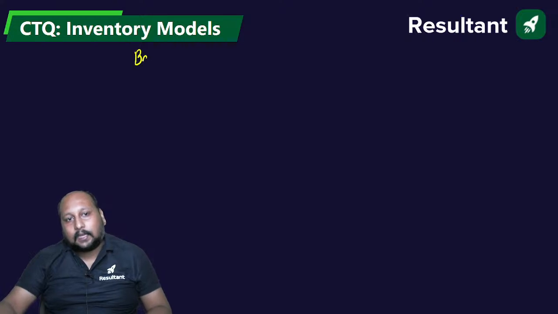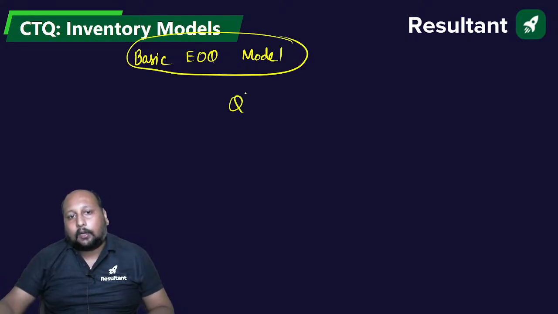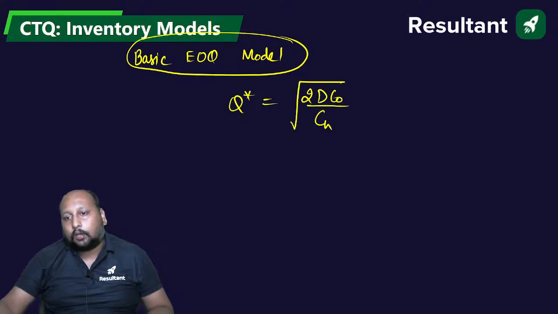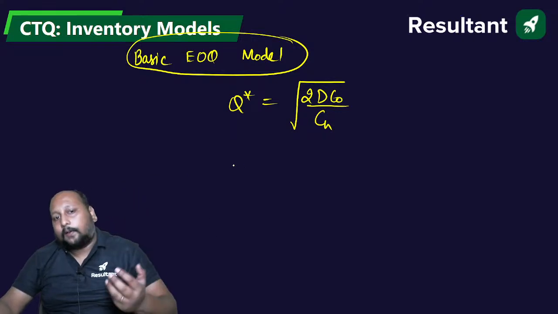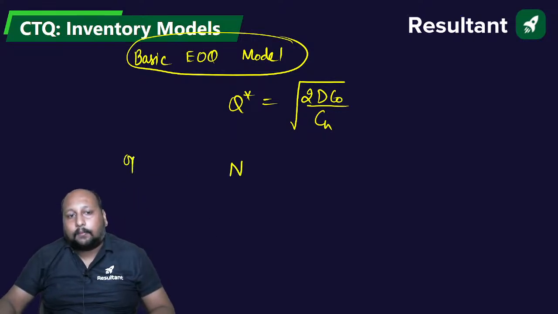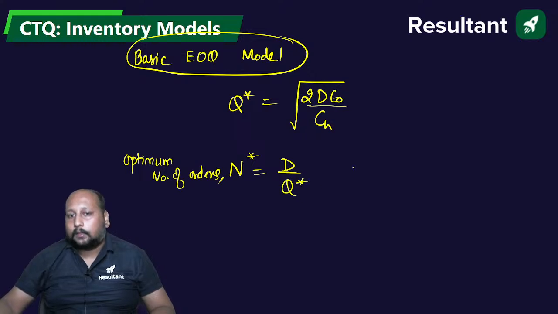ठीक है, तो मैं एक बार फॉर्मूला फिर से लिख देता हूं. आज we have seen the basic EOQ model, and in that we have seen how to calculate the economic order quantity, that is Q star equals root of 2DCO by CH. And if I want to calculate the optimum number of orders, that will be N star, that is capital D by Q star, that is orders per year.